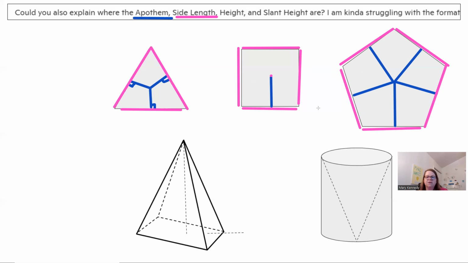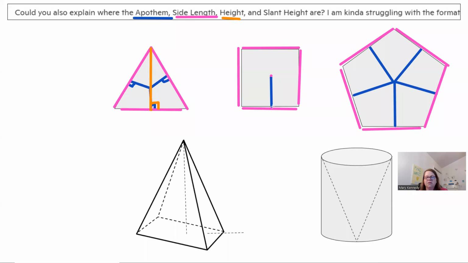Okay, change colors, and the height. So the height is a line that goes from one side to the opposite vertex. And so that would be the height of this triangle, and that is always at a right angle as well.